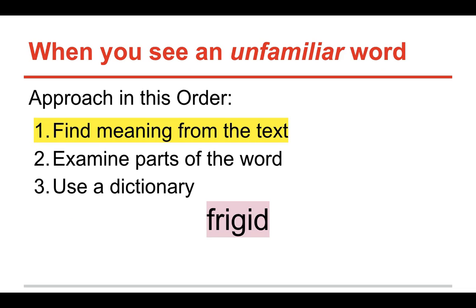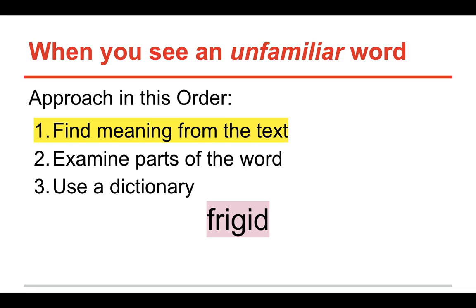So when you see an unfamiliar word as you're reading, approach it in this order. What should you do when you stop and you see a word you don't know? Should you immediately go to the dictionary to look it up? The answer is actually no. The first thing you should do is try to figure out the meaning of the word from the text, like I just did in the examples.